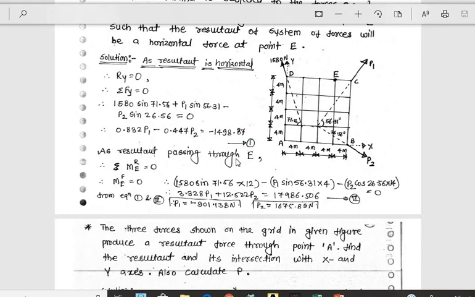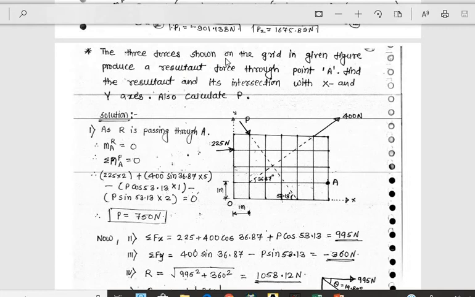Now as the resultant passes through point E, the summation of moment of resultant at E is equal to 0, because the resultant passing through E will not create any moment. Therefore moment of force at E is equal to 0, therefore take moment of all this about E. So we get equation number 2. Now from equation 1 and 2, two equations, two unknowns, you will get P1 is minus 901.138 and P2 is 1675.89.